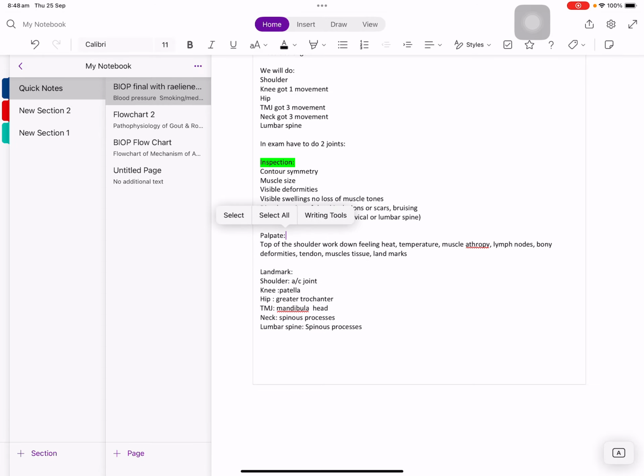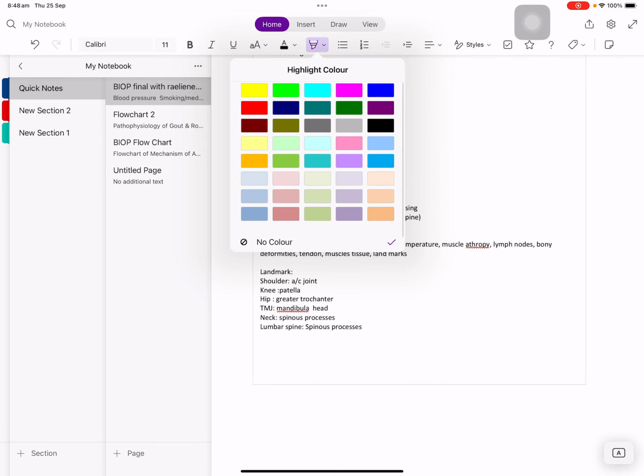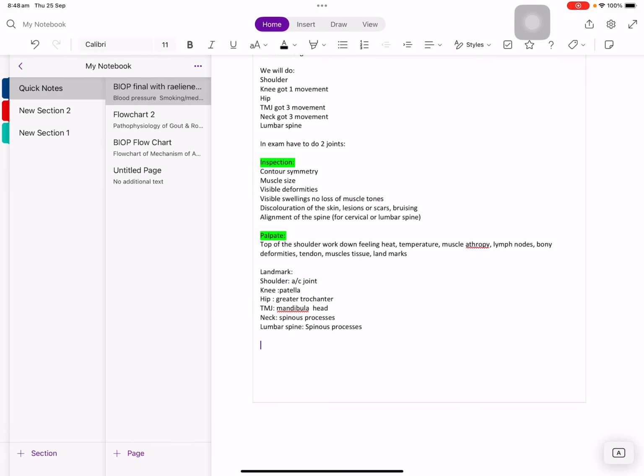So pain and tenderness, when we're palpating, we're feeling the temperature, pain and tenderness, associated bony landmarks, relevant tissue, so you just say the muscles, just talk about the muscles, alright? And then bony deformities, no bony deformities. And now we do range of motion.